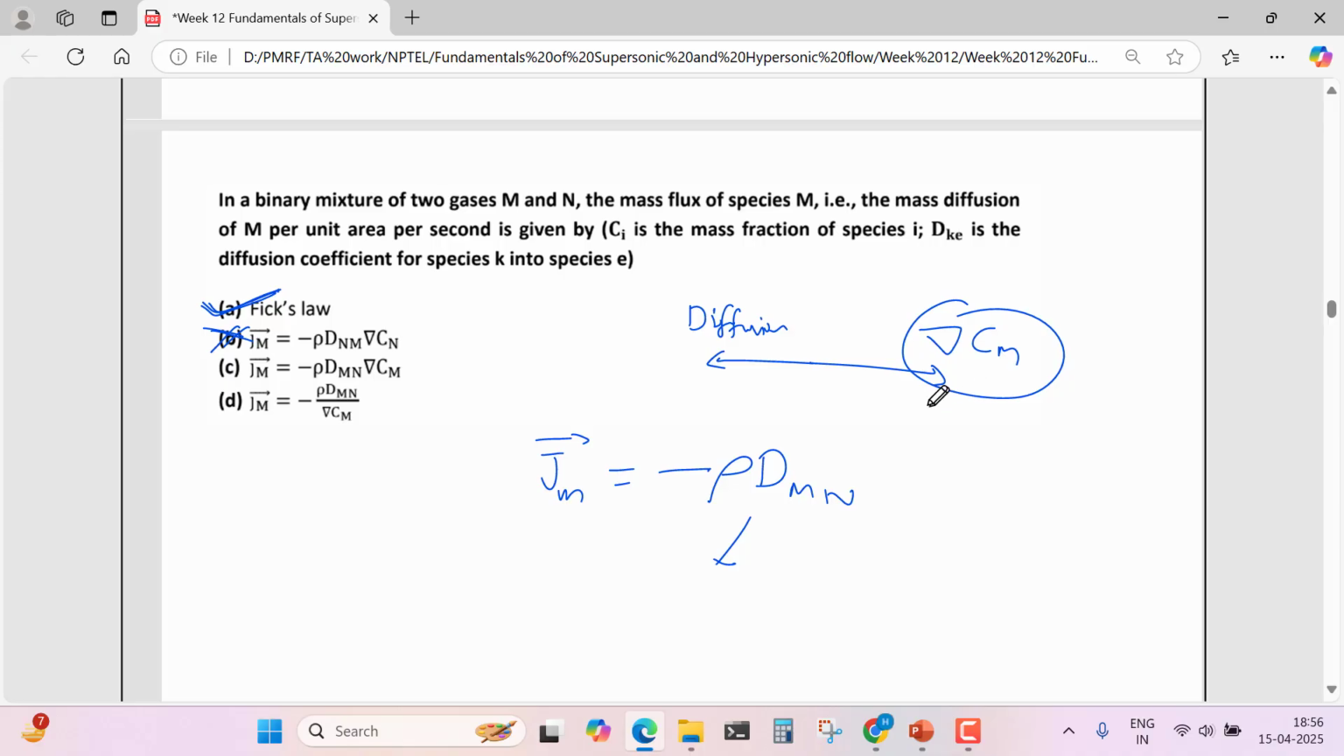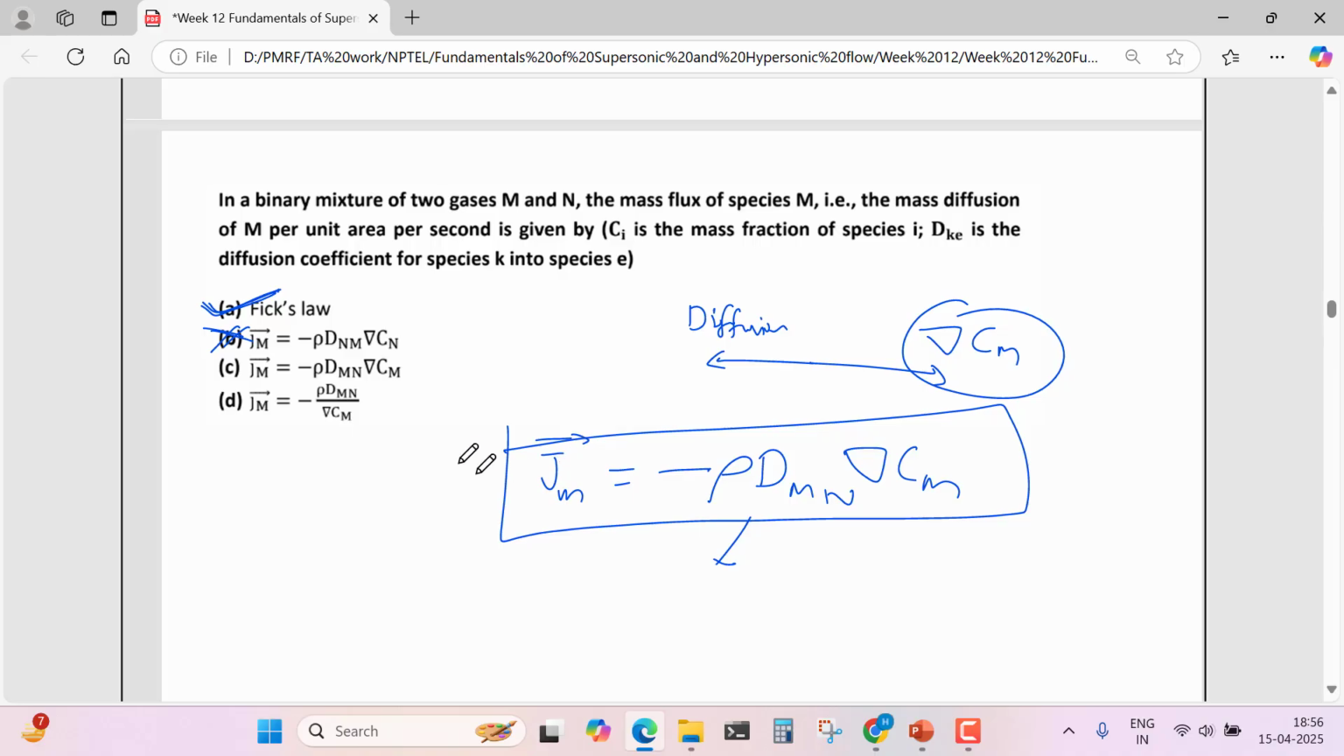And we have seen that diffusion is directly proportional to del C_M, so it will be del C_M. So this will be the correct equation. So option C is the answer, and option A also. Option D will be wrong because del C_M is inversely proportional to mass diffusion there.